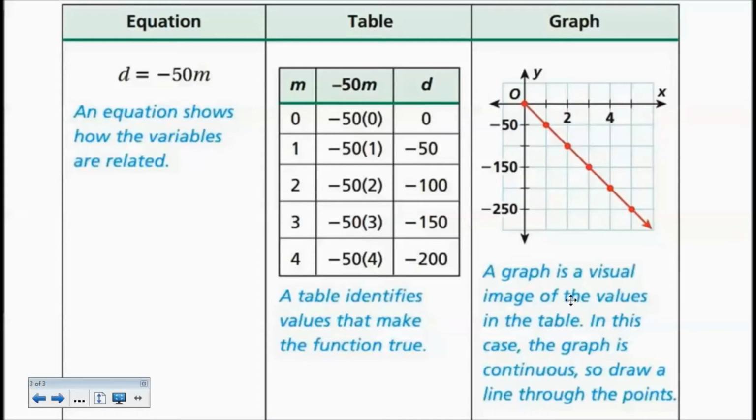The graph is the visual image of the values in the variables. In this case, the graph is continuous, so draw a line through all the points. Depending on the real life situation that goes with it, it may continue one way and not the other way. But in a general case, if there's no real life situation attached to it, it would extend in both directions. This is taken from an example where it is a real life situation, but I spared you of that part. You want to connect the dots and draw the arrows with them.